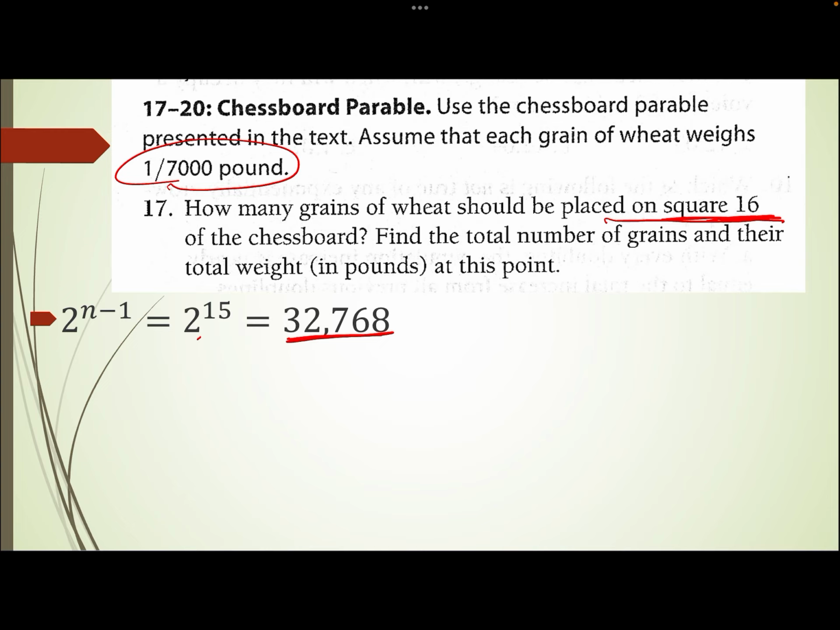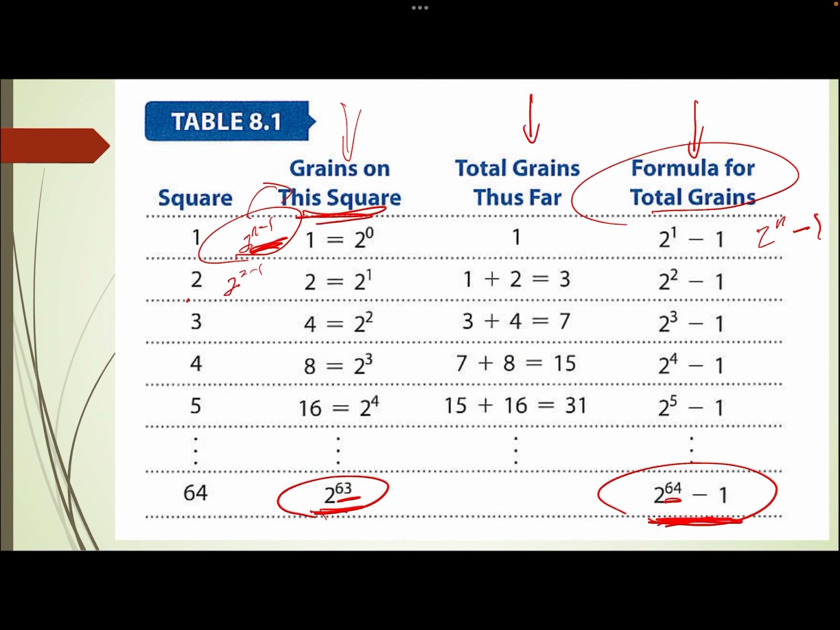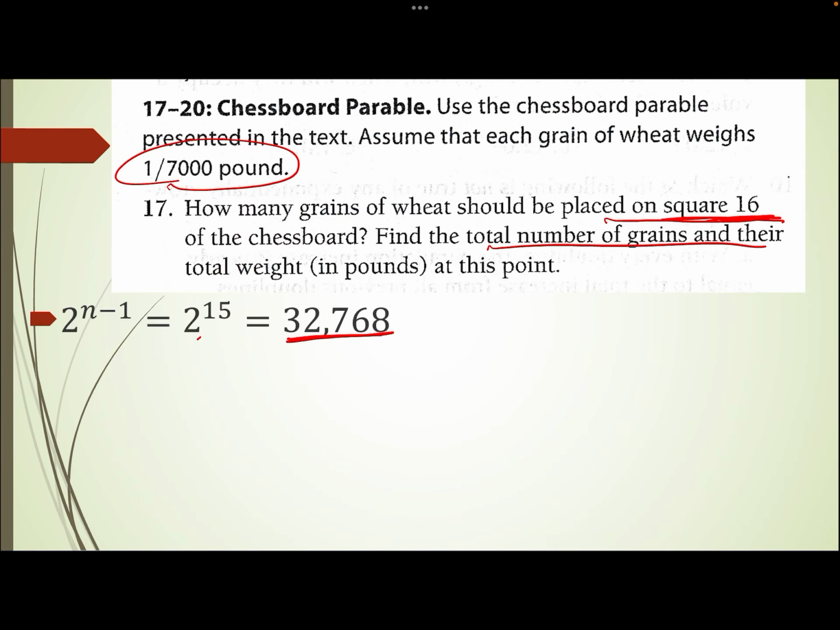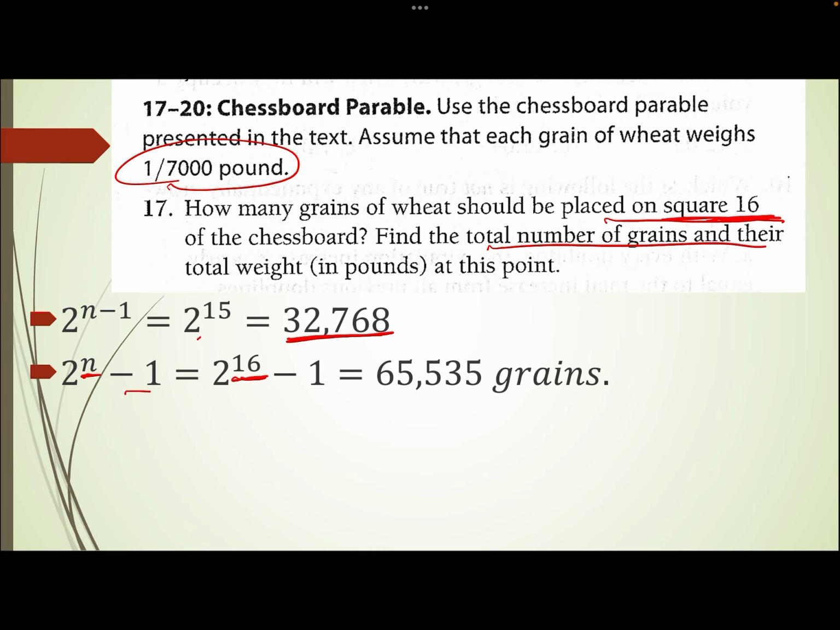Okay, now we need to find the total number of grains. So now we're going to use this formula, 2 to the n minus 1, and it would be 2 to the 16th, because we're not minusing the 1 from here, just from here. So it is 65,535 grains total.